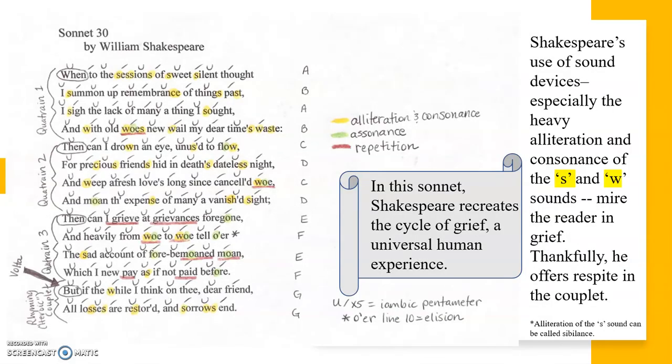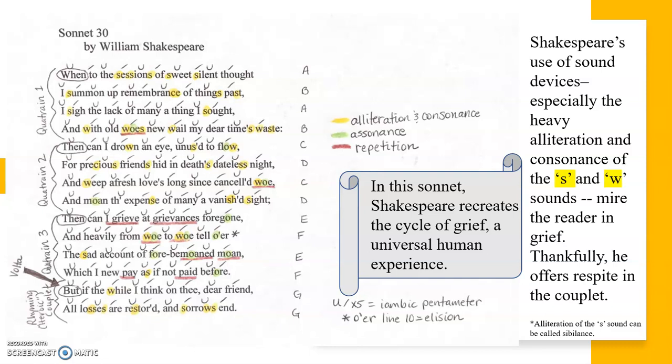In this poem, Shakespeare's sound devices take center stage. When you read the poem aloud, which I'm sure you have done, the first thing you notice is the heavy repetition of the S sound, which could also be called sibilance as well as alliteration. "When to the sessions of sweet silent thought," we've got summon and remembrance, with the S sound at the end being consonants, things past. So the S sounds are all over, at the beginnings of words and middle and end of words, alliteration and consonants, which at first just sort of creates this kind of wistful sound.